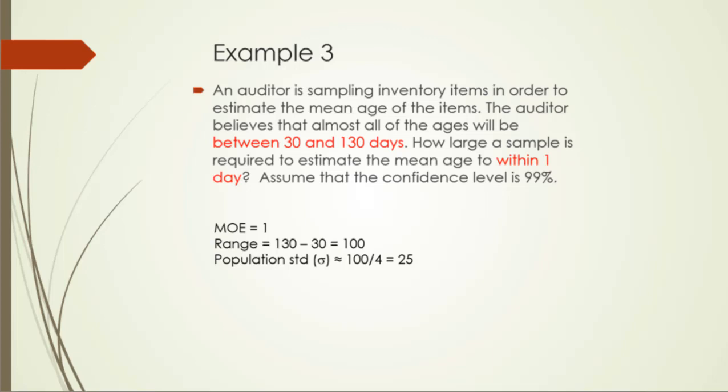If we look closely, the population standard deviation is not given anywhere in this question. Because the ages of items are between 30 and 130 days, we can find a range to be the difference between 130 and 30. That is 100. Using this piece of information, we can estimate the population standard deviation to be 100 over 4, that is 25. The rest of the calculations are similar to what we have done before. The answers again can be found on our course page.